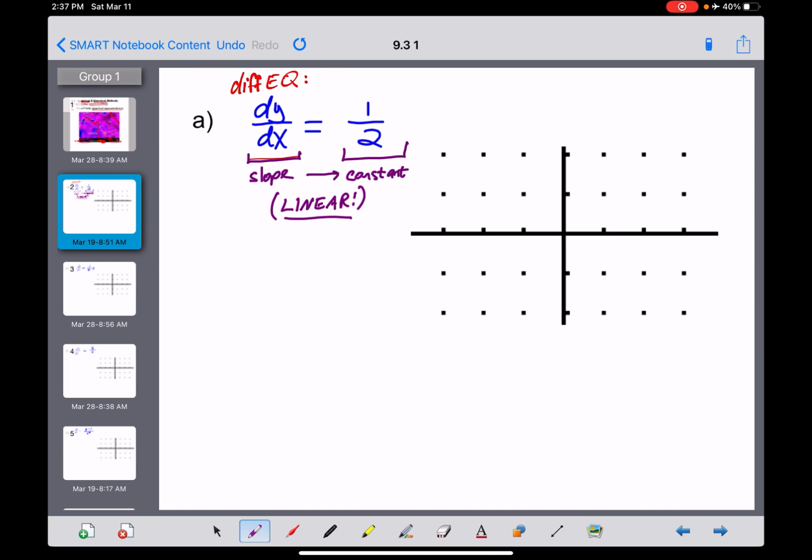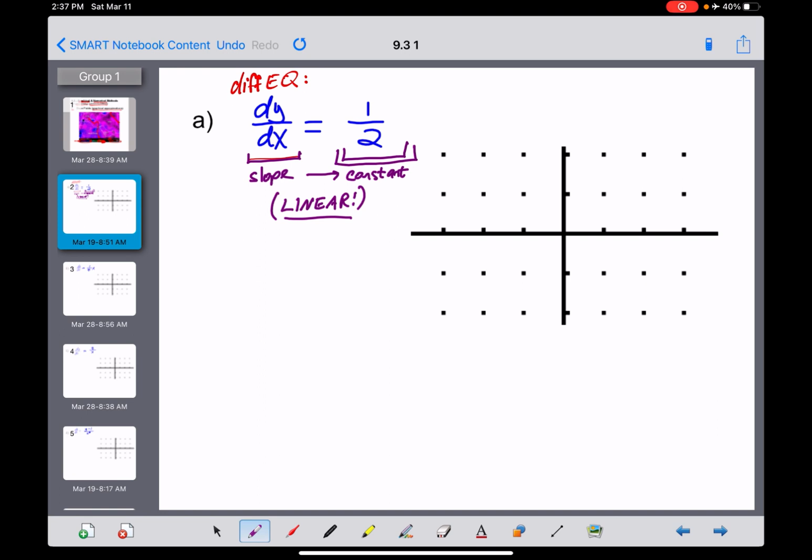Here's how a slope field works. At every point they give you on the graph, and I've given you a lot here. I've given you 1, 2, 3, 4, 5, 6, 7 going across, and 1, 2, 3, 4, 5 going down. We've got 35 points here on this graph. At every one of these 35 points, we're going to evaluate the derivative that we've been given at the particular x and y coordinates of that point.